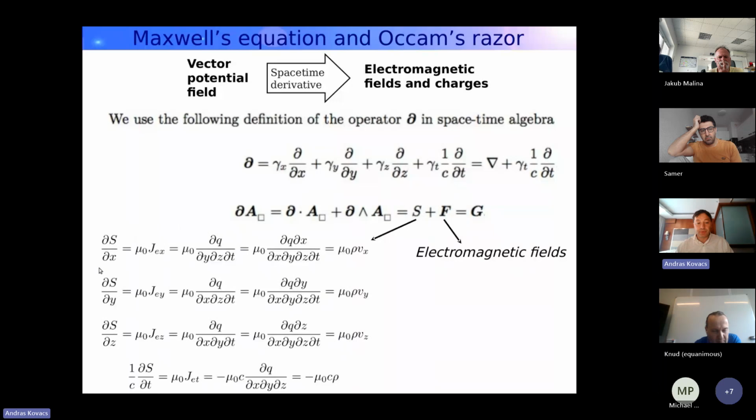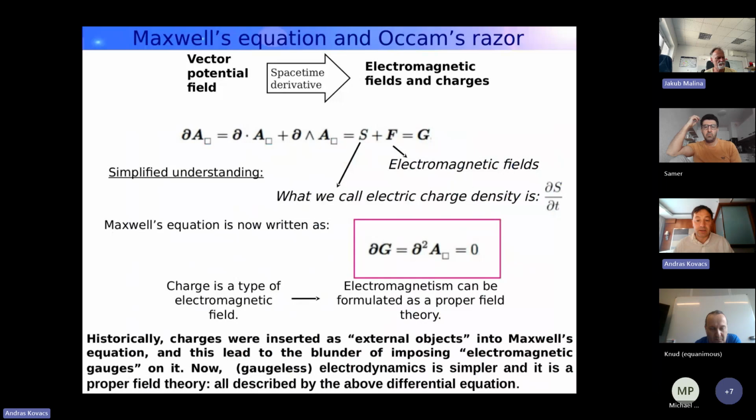So we identify the spatial derivatives of the scalar field with current density, and we identify the time derivative of the scalar field with the charge density. So these are quite straightforward identifications. And when we do this identification, then a very interesting thing happens. Now you can express Maxwell's equation in a mathematically very simple way. So we had this expression of electromagnetic fields and charges that I showed in the previous slide, and we apply again the space-time derivative.